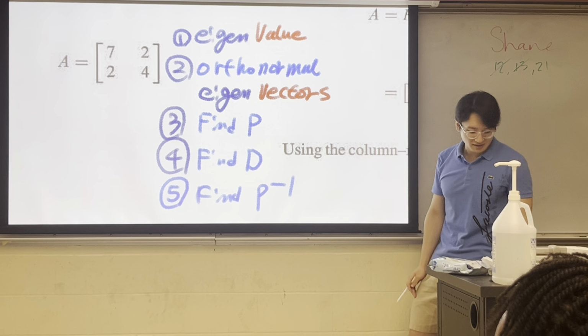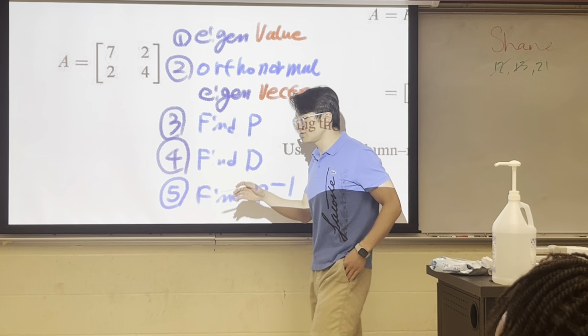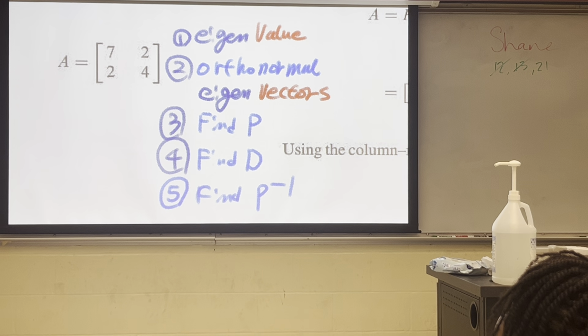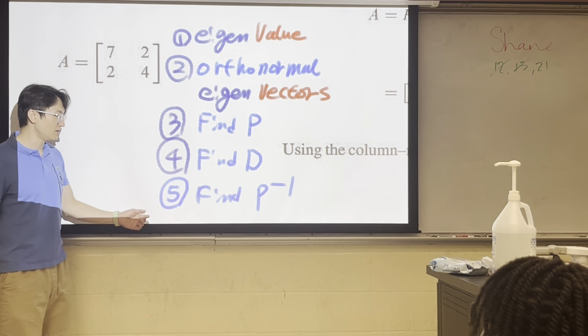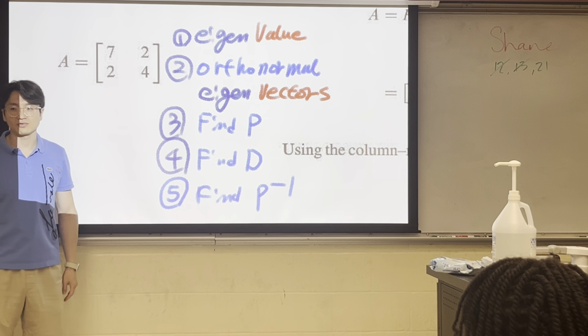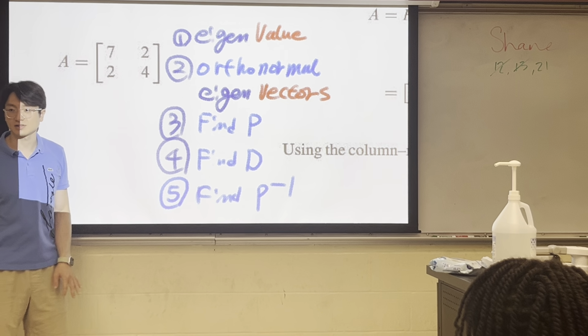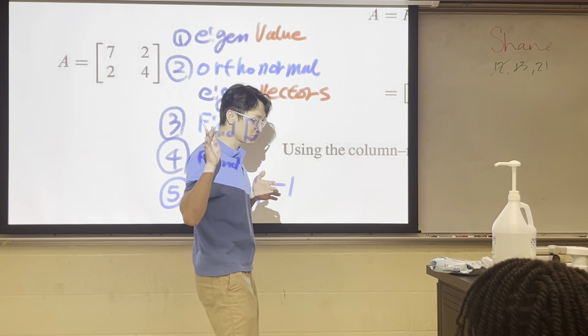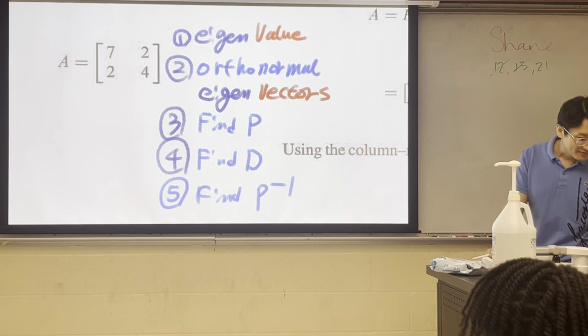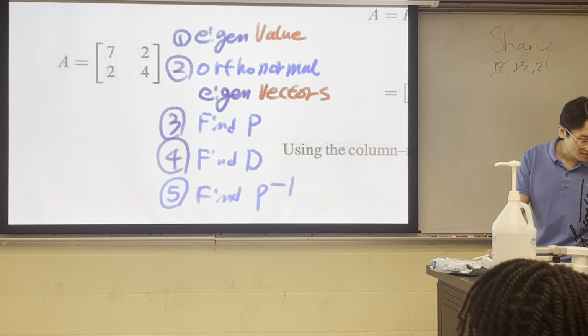Basically, the structure is like the last question of the previous exam. Finding eigenvalue, eigenvector. The last part, instead of verifying P and D, I asked you to find P inverse, which is just the transpose if your orthogonal bases are correct. Okay, so next question.